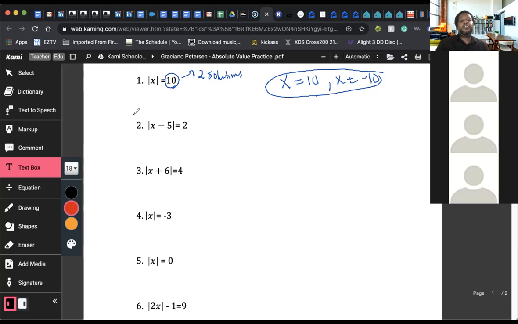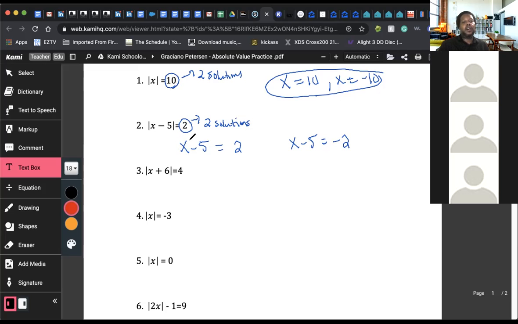All right, number 2 is the same thing. We already have the absolute value isolated. It's by itself on the left, and then by itself on the right is the answer, and the answer is positive. Because the answer is positive, I know that I have 2 solutions. So that means I need to set it up as x minus 5 is equal to 2, and x minus 5 is equal to negative 2. So I remove my absolute value marks, and I set it up just like this.